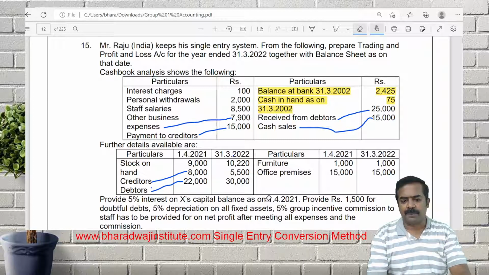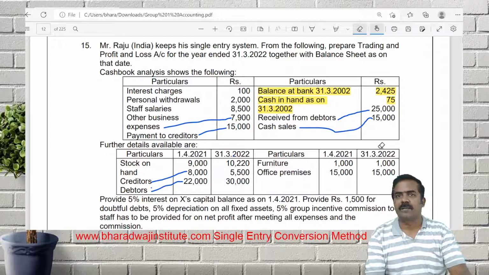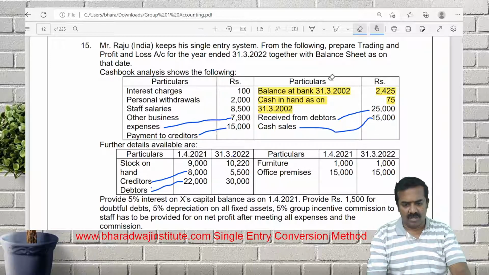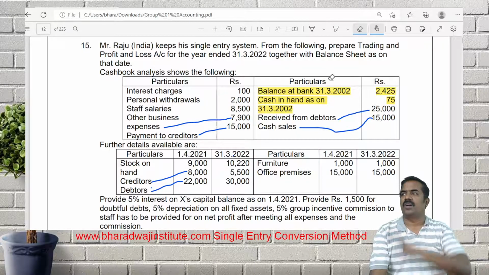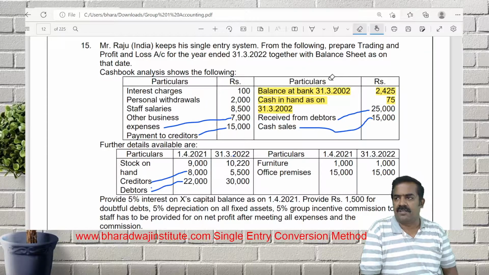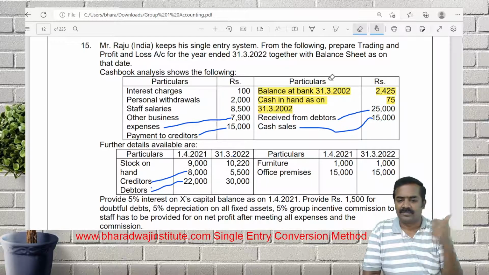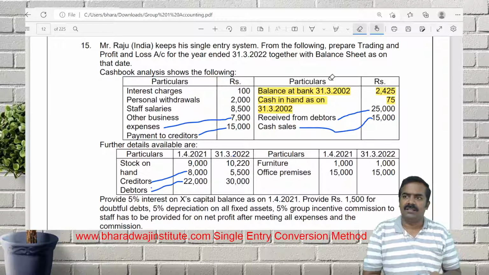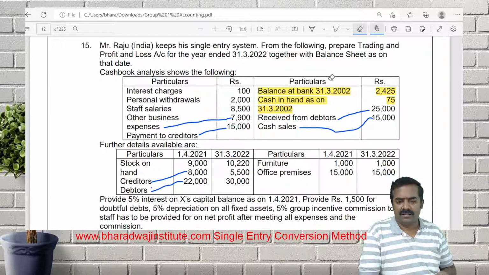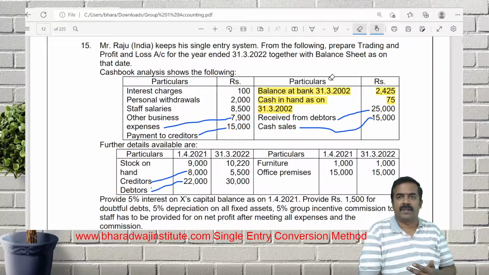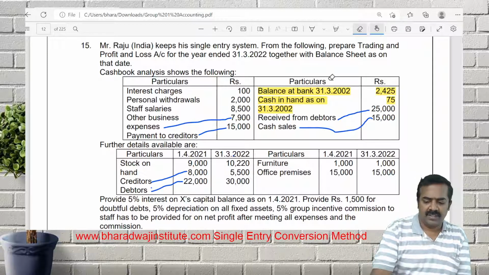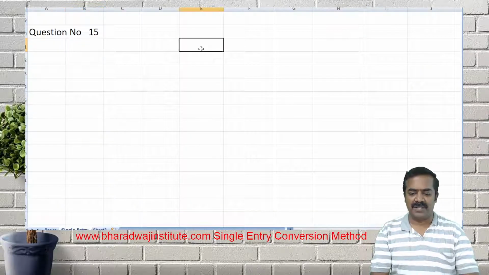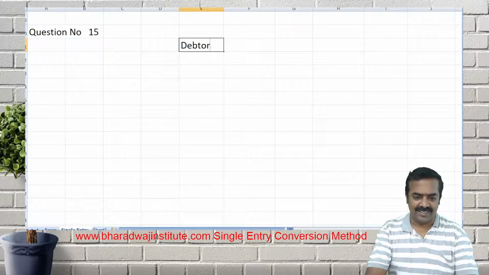Is it possible to prepare the opening balance sheet? Straight away, can we start with the opening balance sheet or not? No. Opening cash and bank balance is missing. So we cannot do that. So first we have to work out all the sub ledgers. What are the sub ledgers that we require? Debtors account, creditors account, then cash and bank. Then we have to prepare the cash and bank account and arrive at which balance? Opening balance. Okay, so homework question. Please do it along with me if you have not done it.